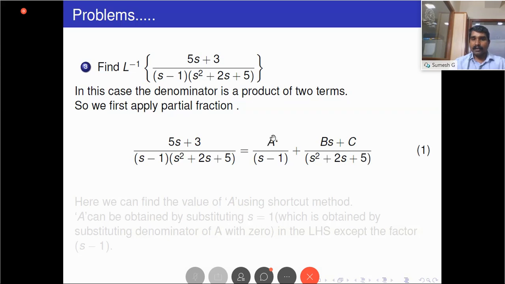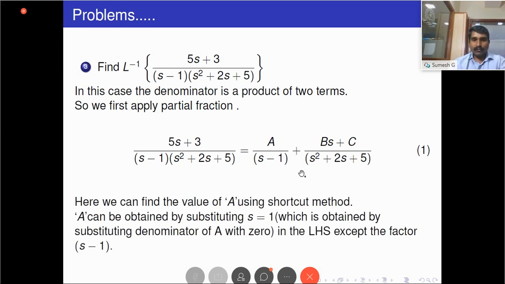In this case, we can find the value of A using the shortcut method. The values of B and C can be found by the general or conventional method. To find the value of A, we have to substitute s equal to 1 in the LHS except the factor s minus 1. s equal to 1 is obtained by equating the denominator of A to 0. The denominator of A is s minus 1; equating it to 0 means we get s equal to 1.